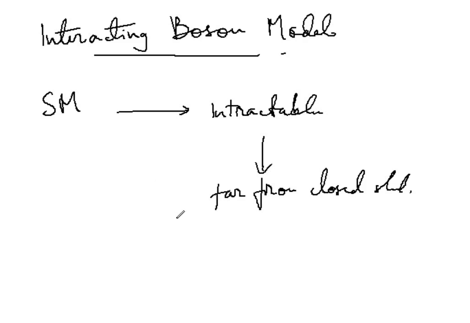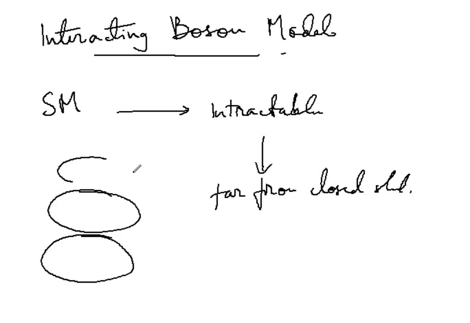Basically what I am trying to say is that you remember we have the core states, the valency states and the empty states. Now if we go far away from the closed shell, then this valency space becomes large, and as a result of this we need huge computations.